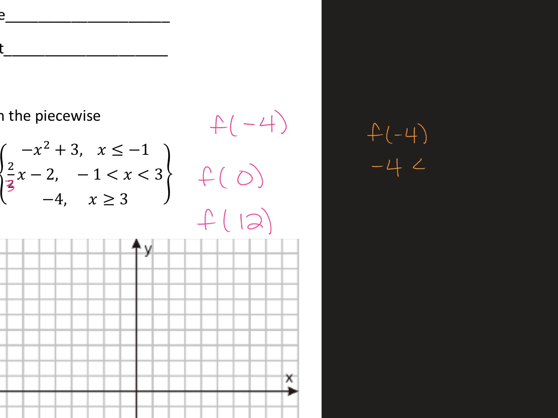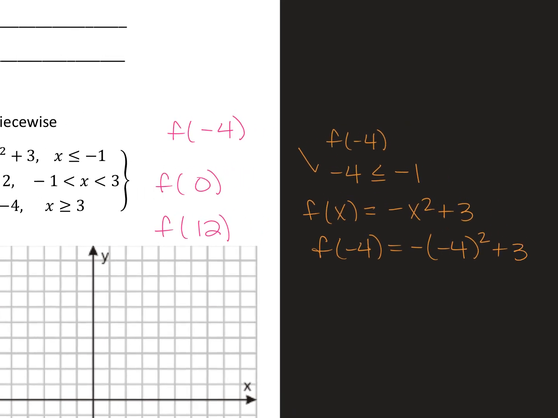Negative 4, is it less than or equal to negative 1? Yes. So you are going to use f of x is equal to the opposite of x squared plus 3. Plug the negative 4 in for x and solve it. So f of negative 4 is equal to the opposite of negative 4 squared plus 3. The negative 4 squared gives us 16, so that's the opposite of 16 plus 3. The opposite of 16 is negative 16, plus 3 gives us f of negative 4 is equal to negative 13.